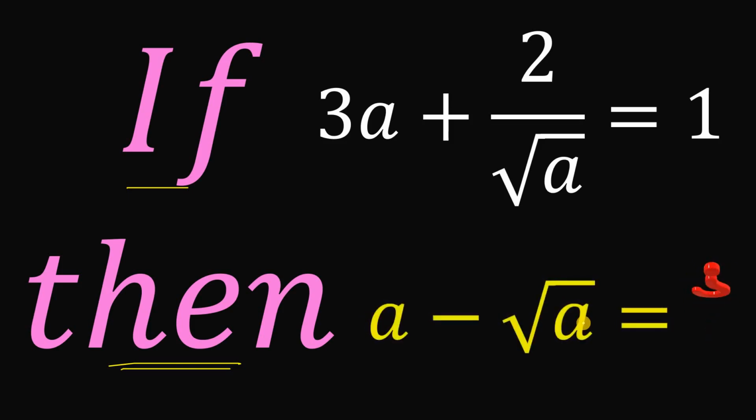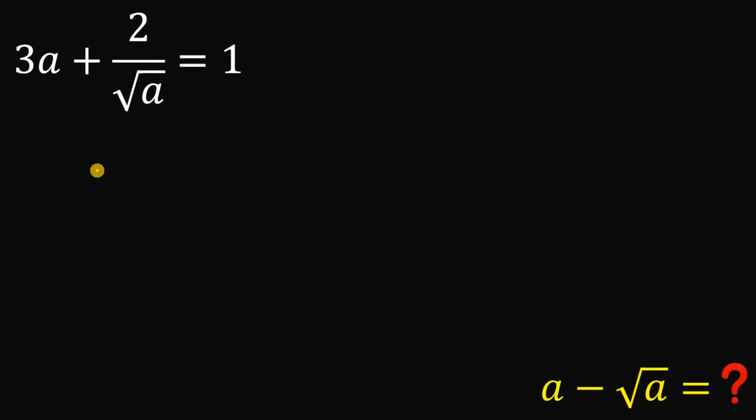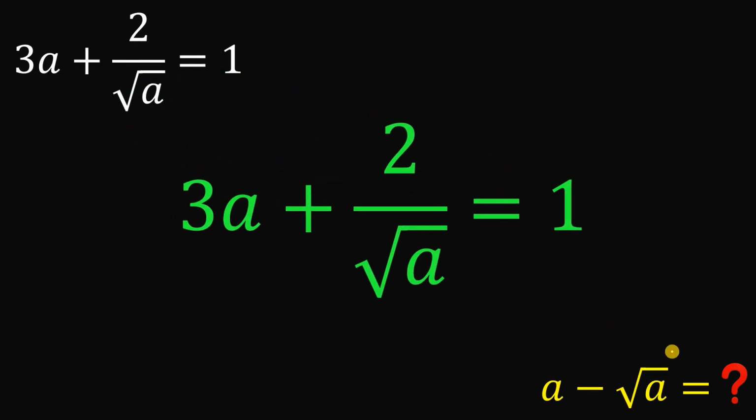Now suppose you paused this video. Now let's see if you got the correct answer. Alright, so given this equation, 3a plus 2 over square root of a equals 1, our goal is to find the numerical value of this expression a minus square root of a.